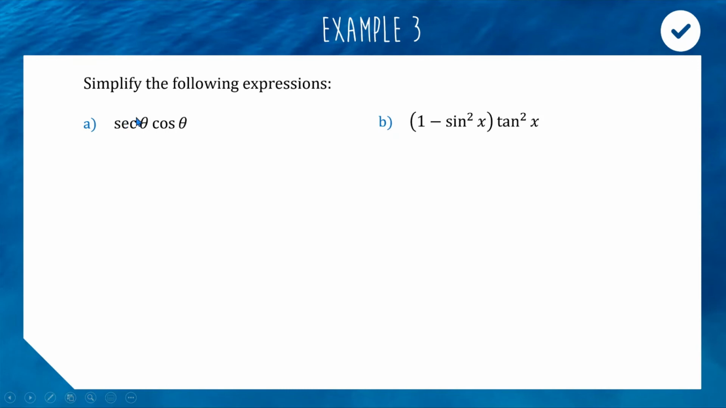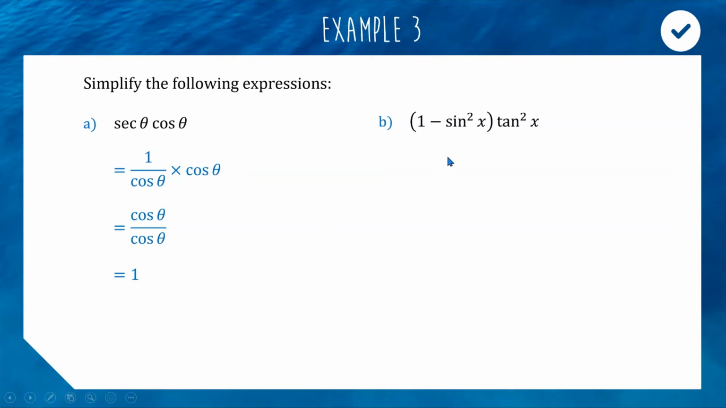Well, let's think about sec theta. What do we know about sec theta? Well, we know the third letter is cos, so that means that sec theta is actually 1 over cos theta. Okay, so we can write sec theta as 1 over cos theta. Now 1 over cos times cos, that's going to get us cos over cos. And anything divided by itself is just 1. So the simplified expression of sec theta cos theta is just 1.